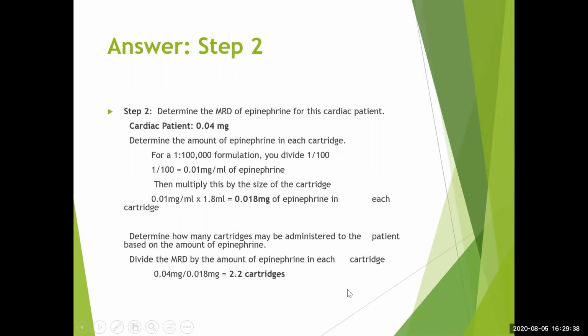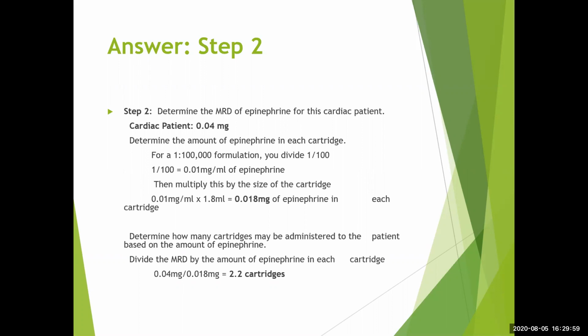Okay, step 2. This time we're going to determine the MRD of epinephrine, and this patient is a cardiac patient. So our MRD for epinephrine for all cardiac patients is 0.04 milligrams. We can't exceed that. So we want to determine the amount of epinephrine in each cartridge.